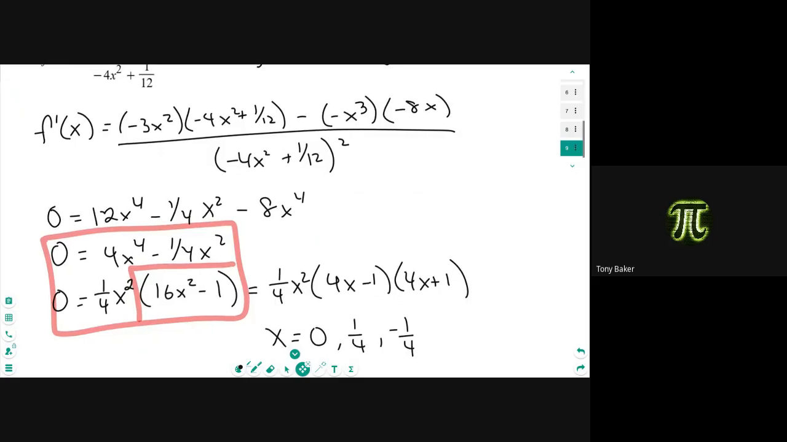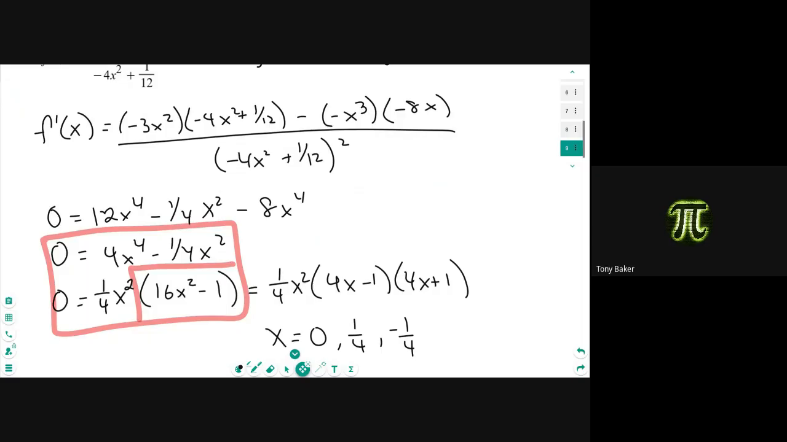So far we've got three critical numbers. What's next? We still need one more thing for the derivative. Find where the derivative doesn't exist. Right, I need to know where the derivative doesn't exist.